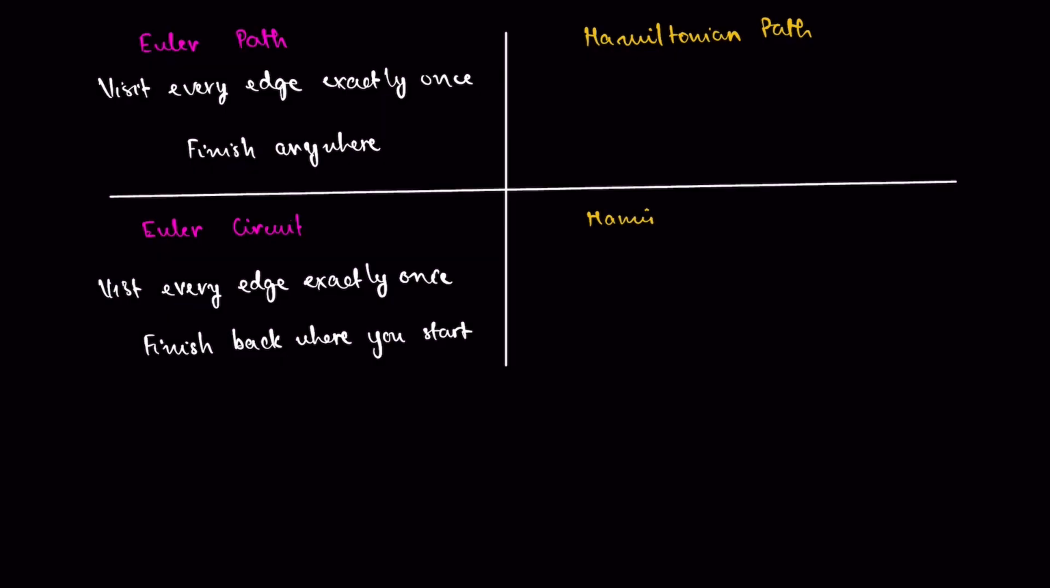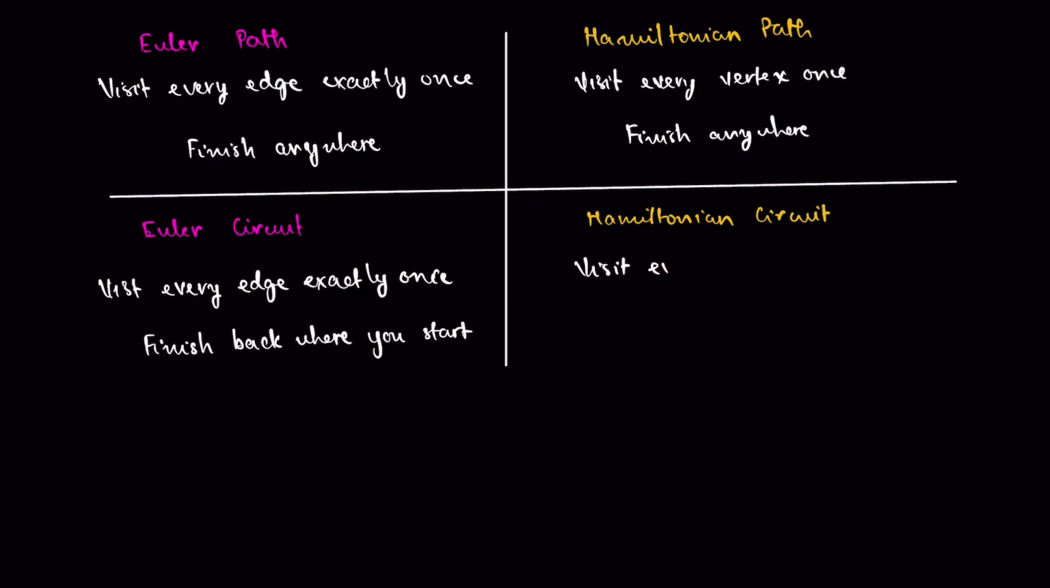This is Hamiltonian circuit. So for Hamiltonian path, you visit every vertex once and finish anywhere. And for Hamiltonian circuit, you visit every vertex once and finish back where you start.